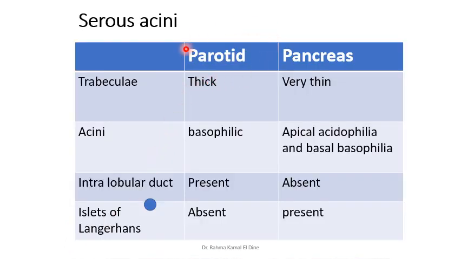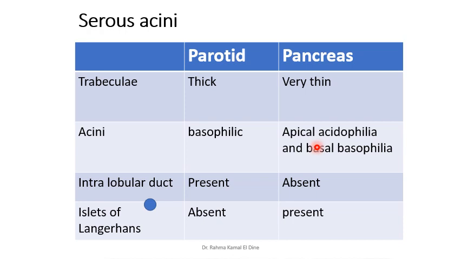I cannot distinguish well between the parotid and the pancreas, doctor. Why? Because both of them are serous acini. How could I differentiate between the parotid and the pancreas? Please look at the trabeculae, which appear pink. They are thicker in the parotid and you can see fat cells in them, while in the pancreas they are very thin. The acini of the parotid usually appear basophilic, while the pancreas has basal basophilia and apical acidophilia, which is well evident. In the parotid there are apical acidophilic zymogen granules, but in the pancreas it is very evident.